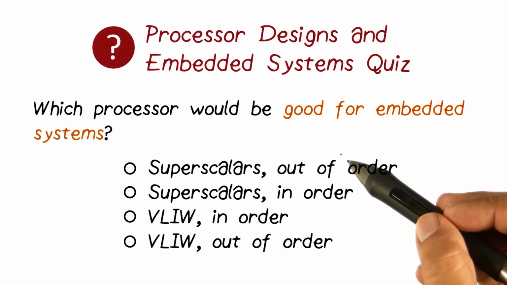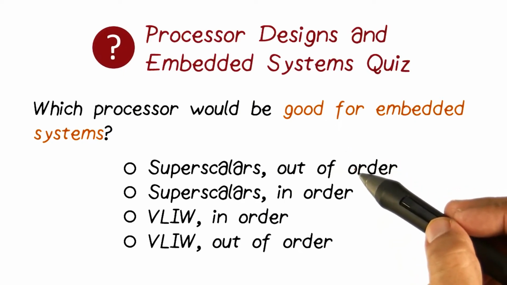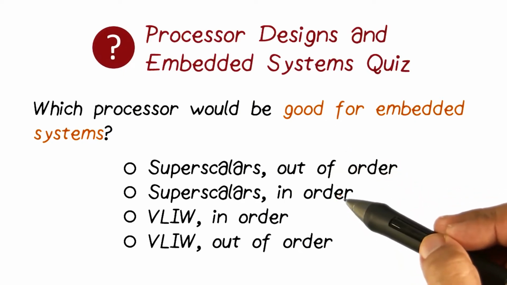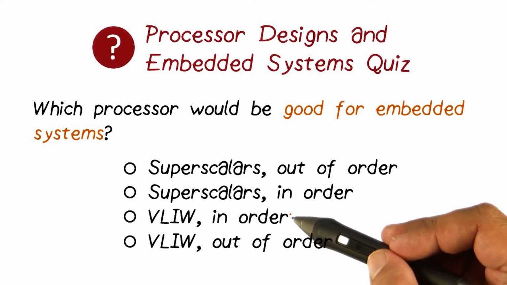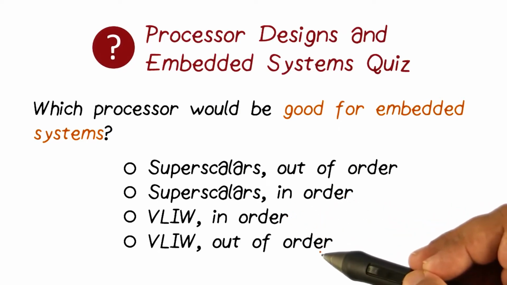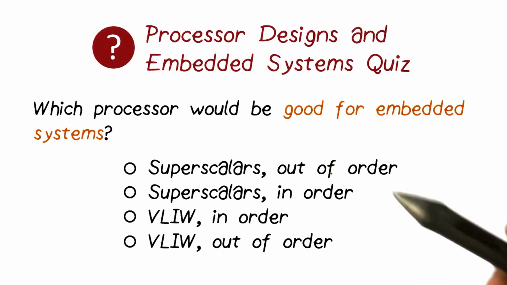What is the best possible processor design for an embedded processor? Is it superscalar in an out-of-order execution style, or superscalar in an in-order execution style, or VLIW in an in-order execution style, or VLIW in an out-of-order execution style? You can see that we have different choices and different combinations of these choices.